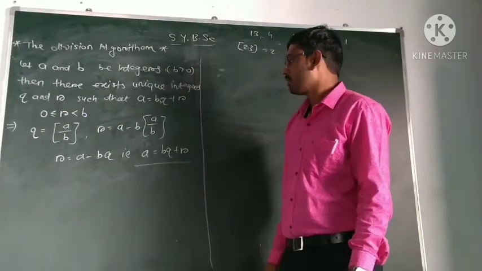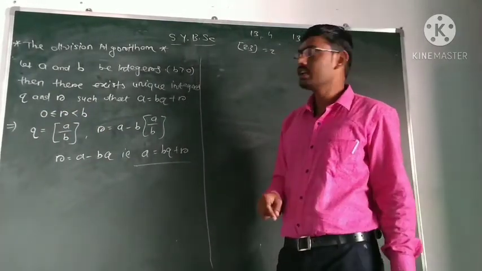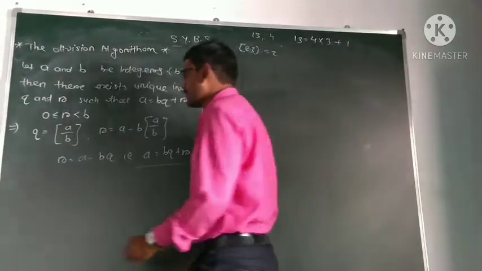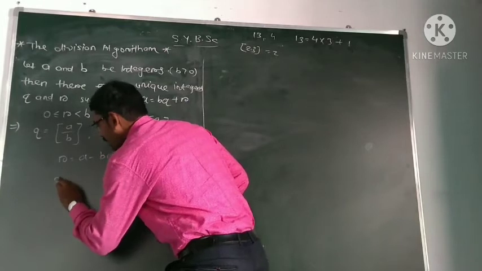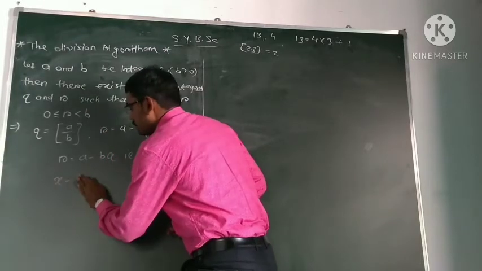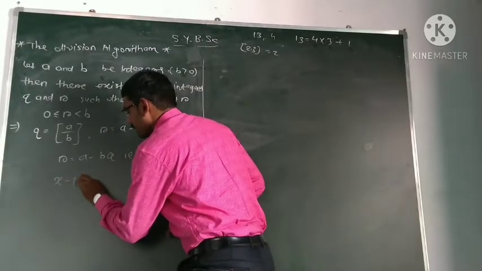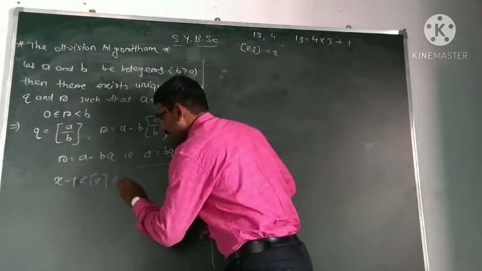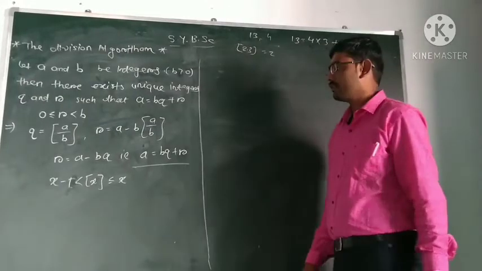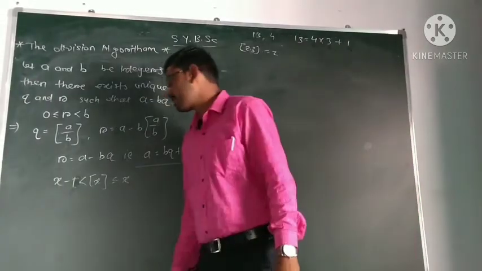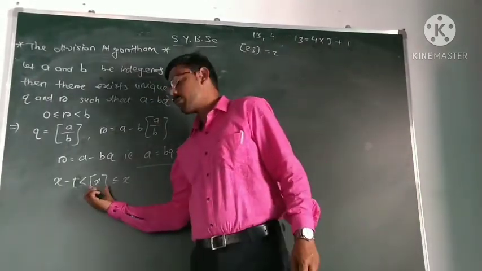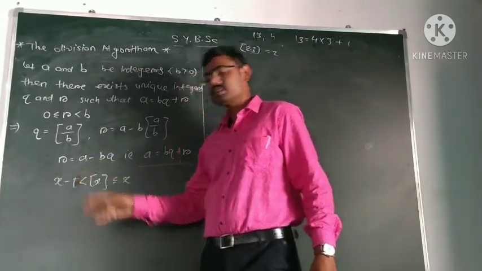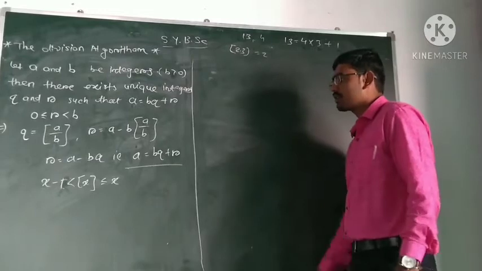Now we have to show this r is always greater than or equal to 0 and always less than b. We know one standard inequality in terms of the greatest integer function. The inequality is that x minus 1 is strictly less than the greatest integer of x, which is less than or equal to x. This is the standard inequality of the greatest integer function: the greatest integer of x is always less than or equal to x and strictly greater than x minus 1. You can verify this.